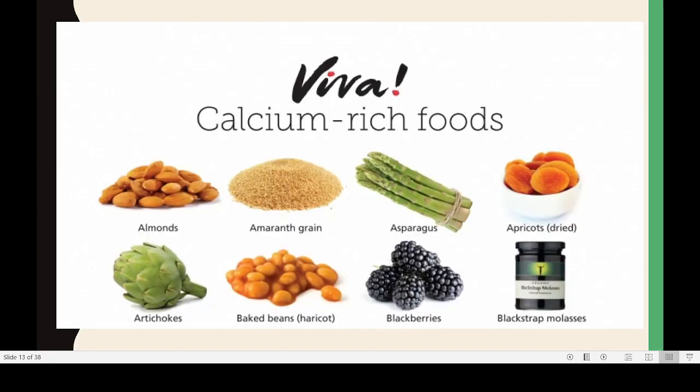Here you can find some of the foodstuffs which are rich in calcium and also vitamin D. You can find almonds, and all these foods are very costly. If you have a habit of purchasing almonds, you know what the price of that is.